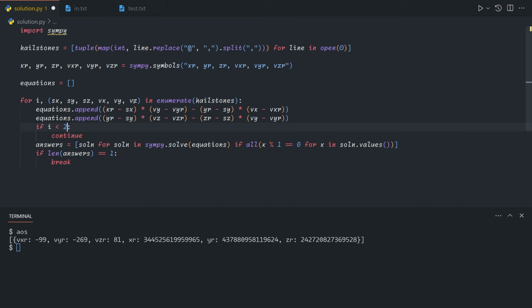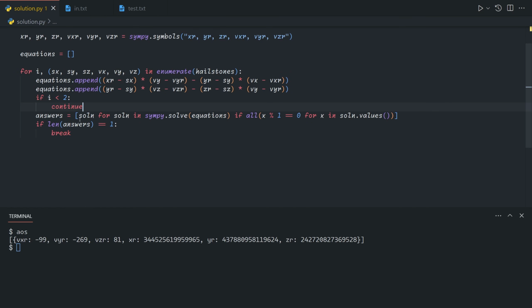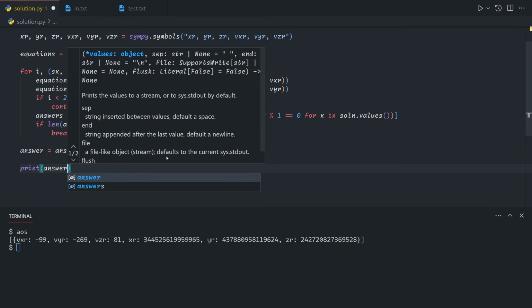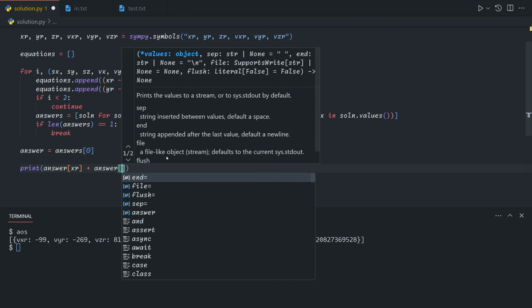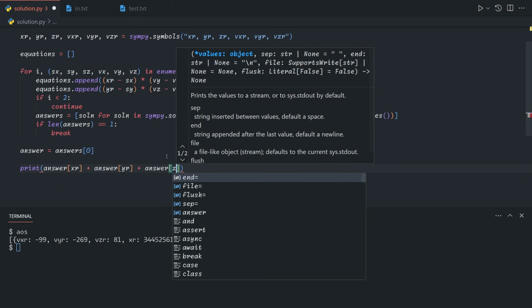Wait, should it be less than 3? If i is 0 or 1, it's less than 2. If it's less than 2, that means that we've only inserted at most 2 hailstones into our equation set. And so beyond that point, we can start just checking when we find an answer. And once we find exactly one answer, we just need to print out the sum of the beginning coordinates, xr, yr, and zr.